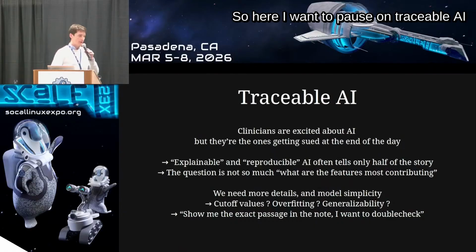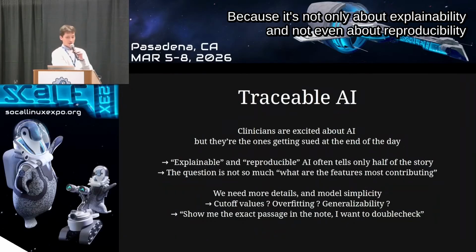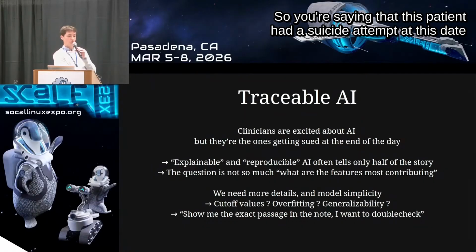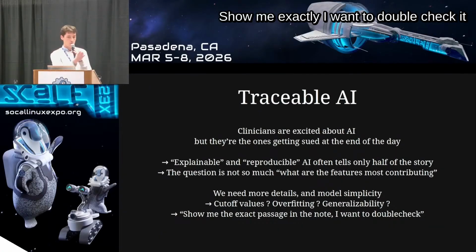So here I want to pause on traceable AI, because it's not only about explainability and not even about reproducibility. Often what the clinicians will ask us is, show me the exact note that is supporting what you're saying. So you're saying that this patient had a suicide attempt at this date. Show me exactly. I want to double check it.